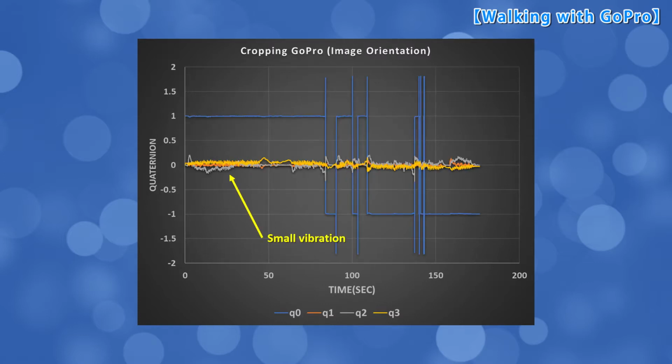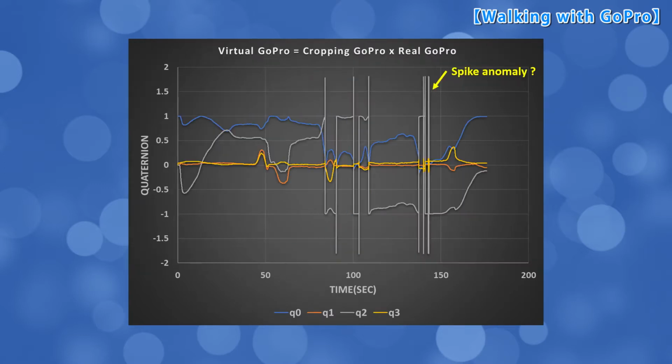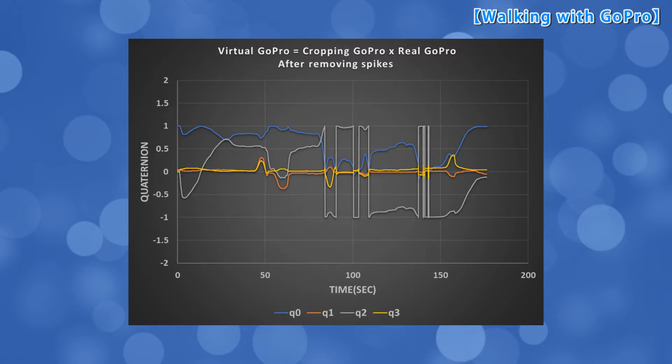This graph shows the quaternion of cropping GoPro, image orientation. You can see small vibration as well. This graph shows the quaternion of virtual GoPro. This is a result of quaternion product of cropping and real GoPro. You cannot see any small vibration on the line. I cut all of spike anomalies numerically like this.